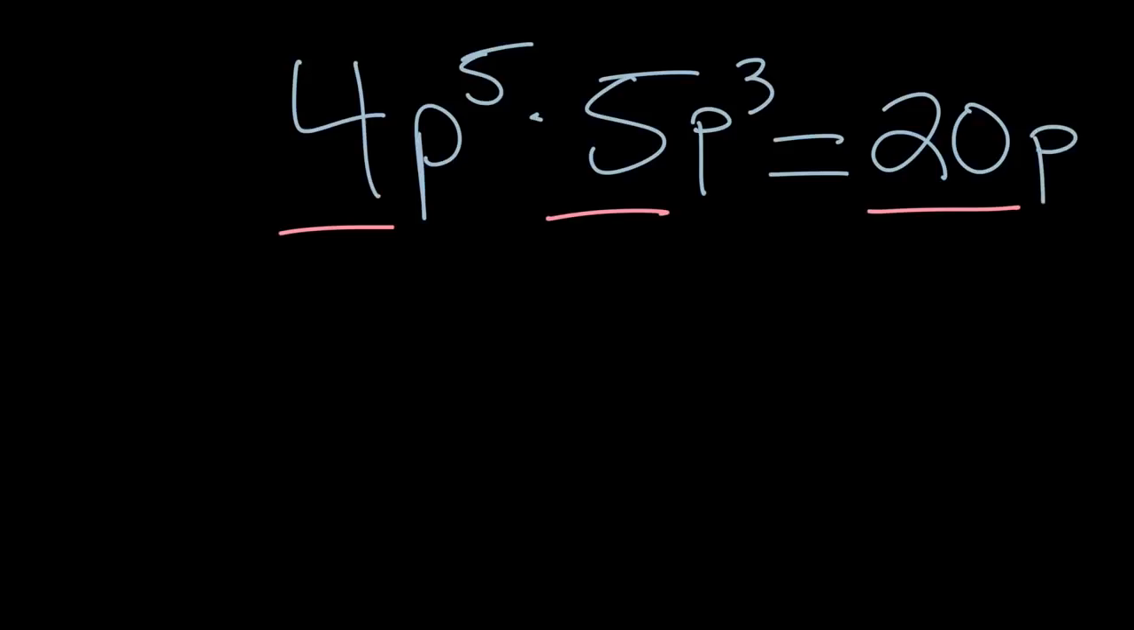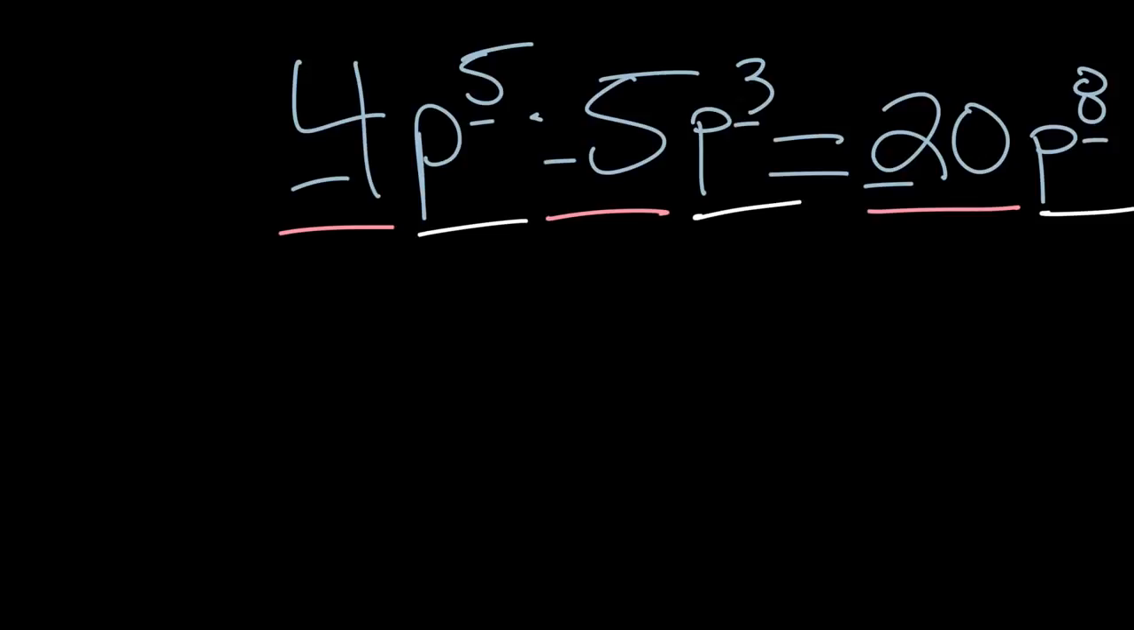So p to the 5th and p to the 3rd is p to the 8th power. So I multiply 4 and 5 to get 20. I add 5 and 3 to get 8.